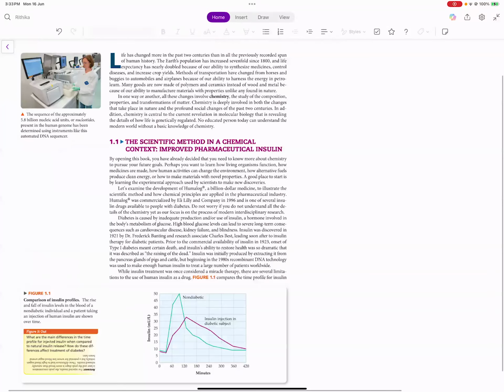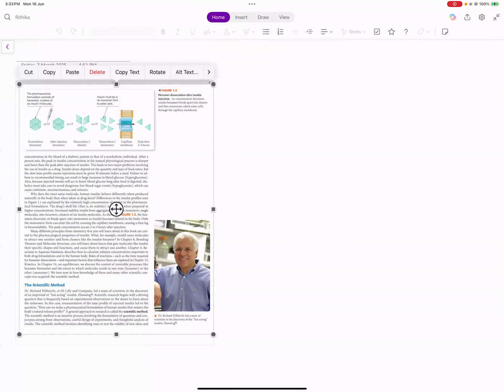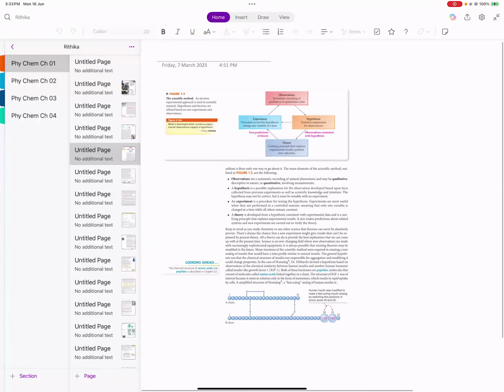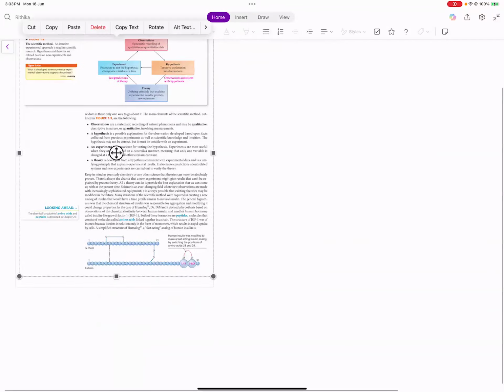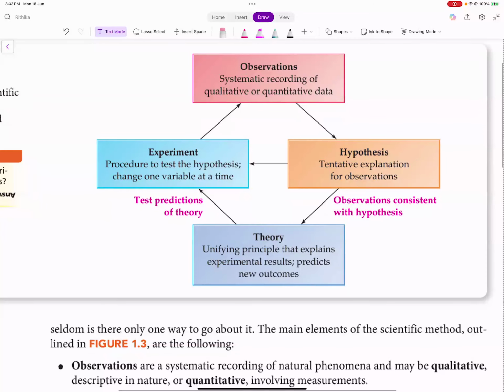So what is the scientific method and all that, right? Just go through it, just read it. If you don't understand something from it, you can ask me. This is the scientific method. First there are observations, then there's a hypothesis, then we perform experiments to test the hypothesis. On the basis of the hypothesis we can make a theory also, and so on and so forth.